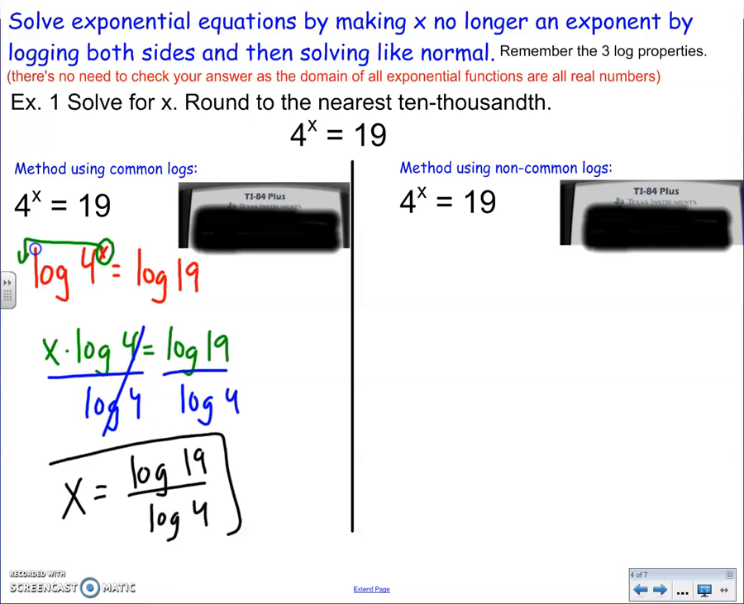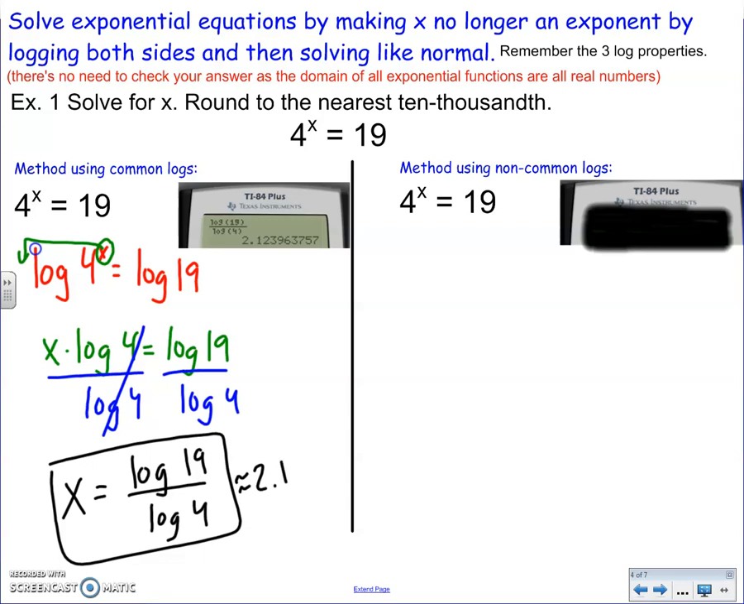Alright, now they do want the decimal. They said round to the nearest 10,000ths. That is 4 decimal places. So I type in the calculator. Notice we get approximately 2.12340. I'm looking at this fifth decimal, the 6. The 6 does bump the 9 up to 10, which bumps the 3 up to 4. Alright, so there's one side. Let's do the other side.